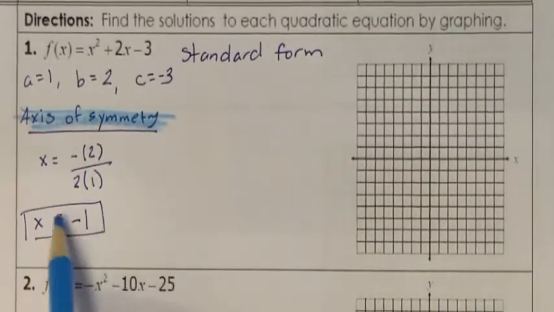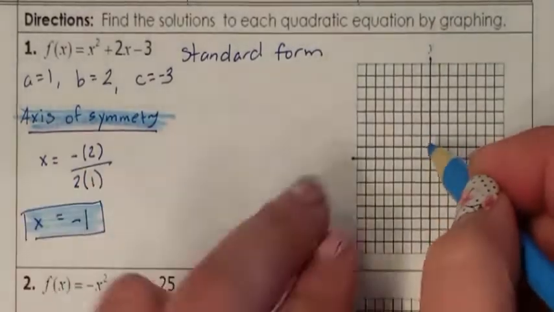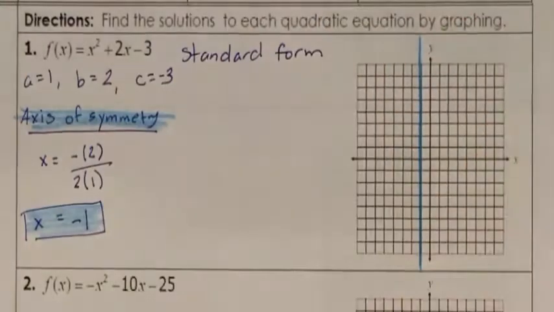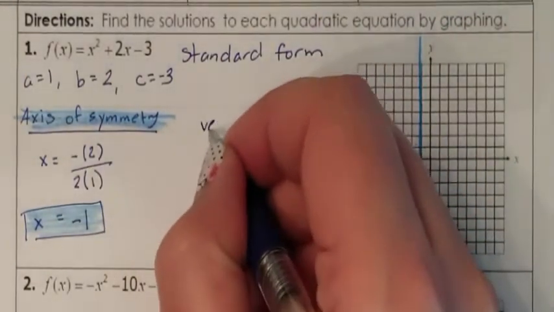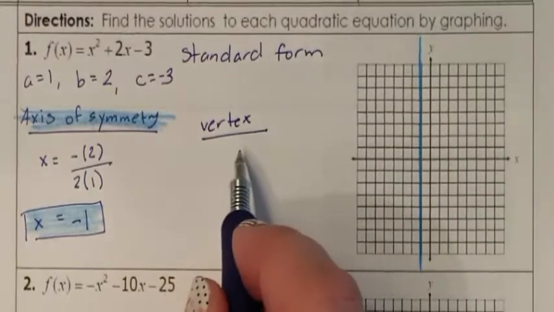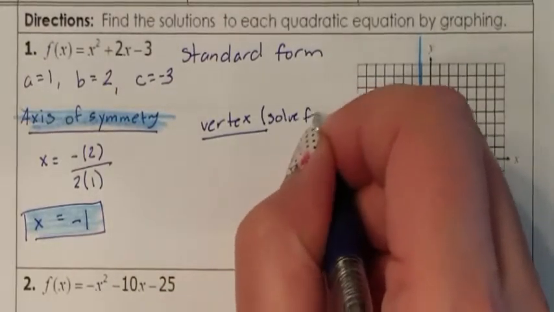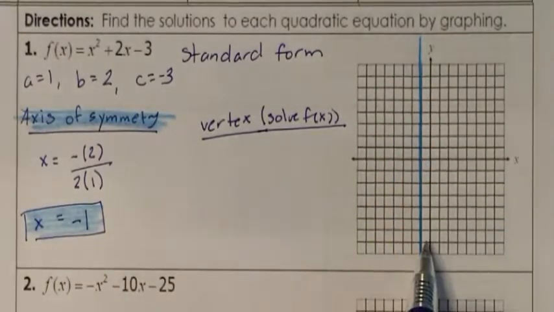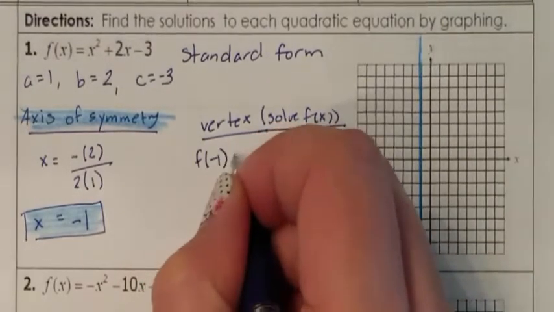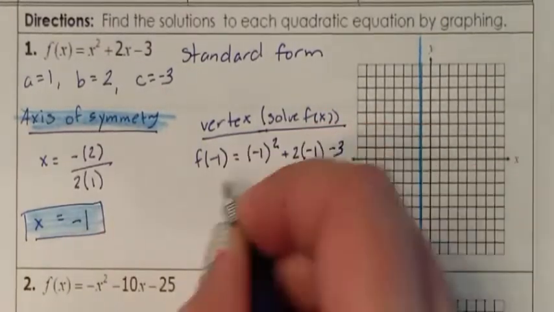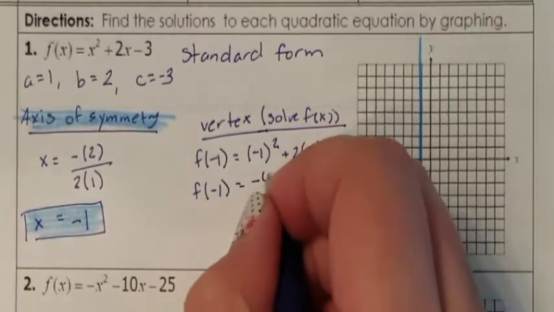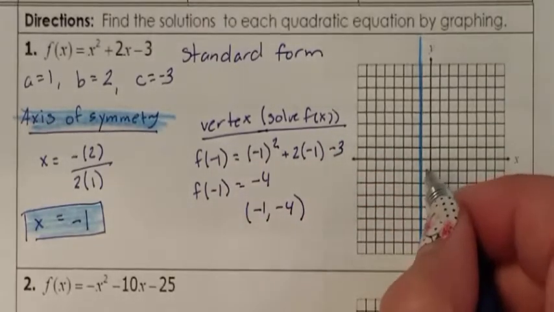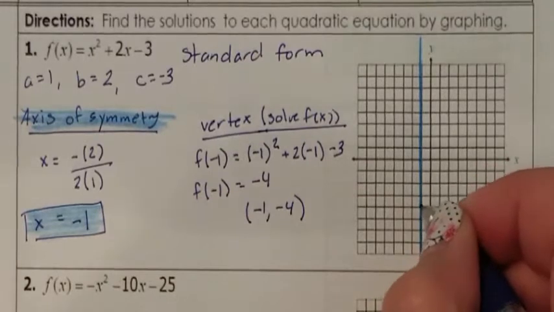So my first task is to graph my axis of symmetry. Negative 1 is right here. So here's my axis of symmetry at negative 1. Once you find the axis of symmetry, you need to find the vertex. To find the vertex, you are solving for f of x, and you are solving for the x we just found, because the vertex has to live on this line. So we now are looking for f at negative 1. F at negative 1 gives me negative 4. So my vertex is at the coordinate point negative 1, negative 4. Negative 1, negative 4 is 1, 2, right there.